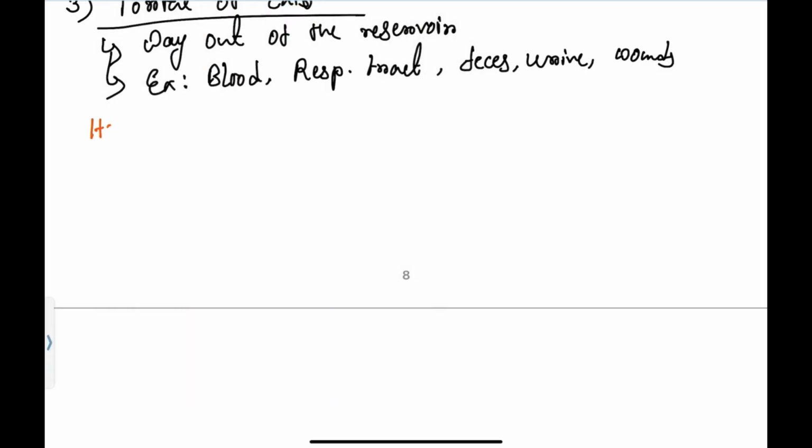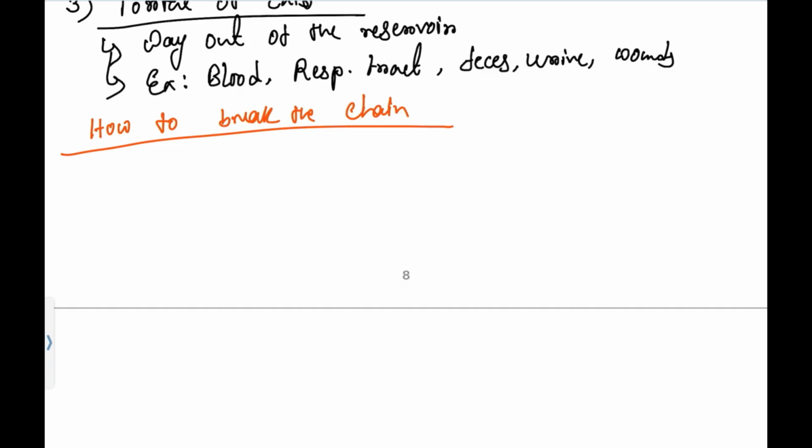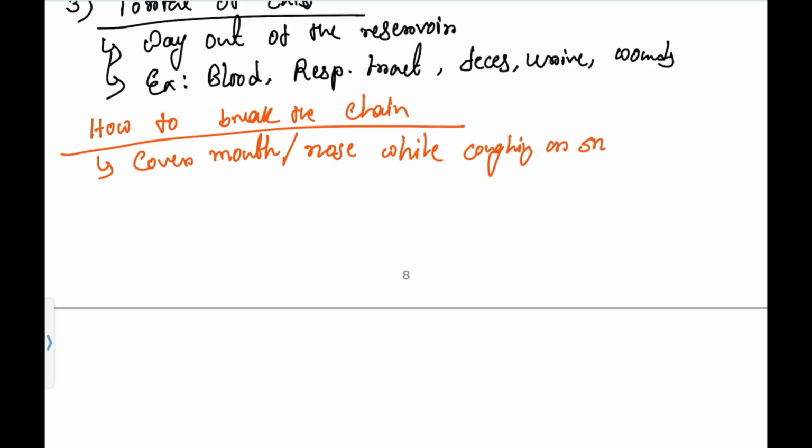Now how to break this portal of exit? By covering the mouth. If I am having an infection, I should cover my mouth or nose. Why? Because if I sneeze or cough, microorganisms will come outside. I am an infected person, and the microorganisms will spread from me to other persons. So to prevent these infections, I need to cover my mouth and nose while coughing or sneezing. For that, use a mask and gloves.